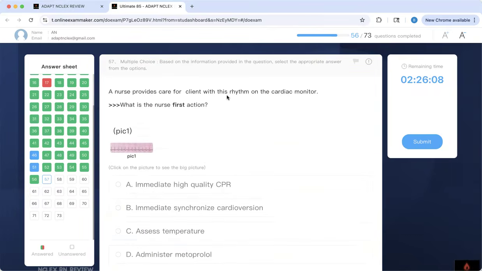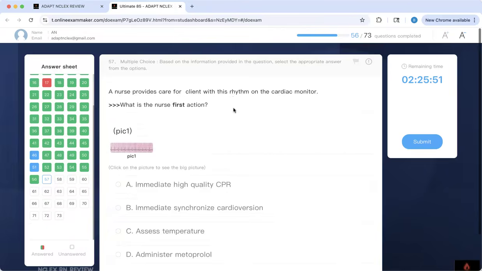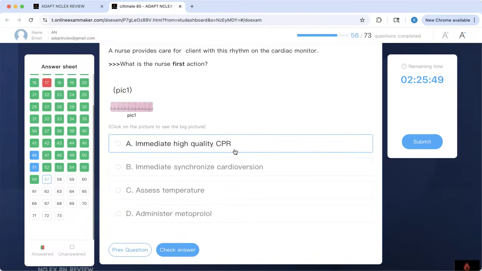And let's provide care for a client with this rhythm on a cardiac monitor. What is the next first action? What do you see? This is slightly different from what we saw. You see there are M's. The first one we saw only had one peak. This is sinus tachycardia.